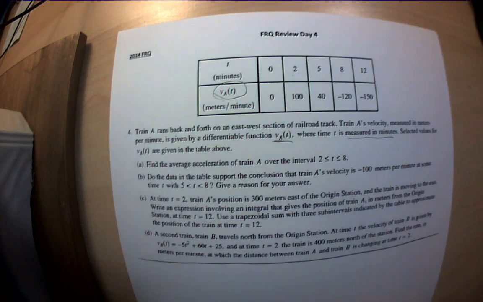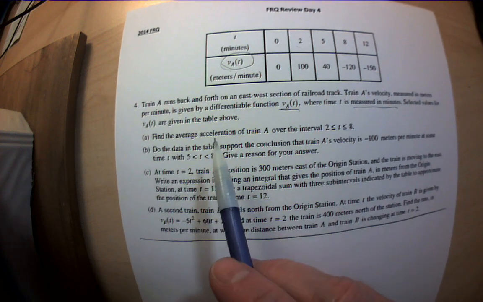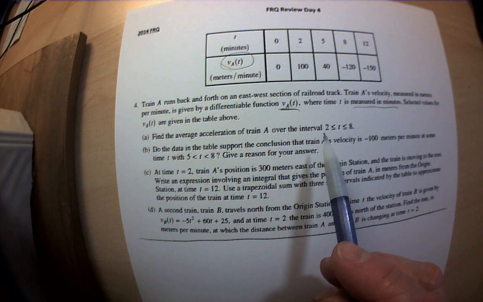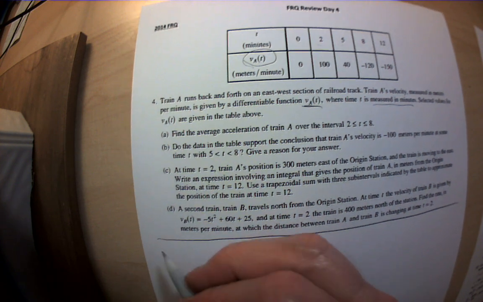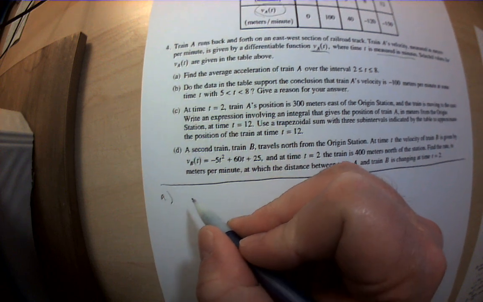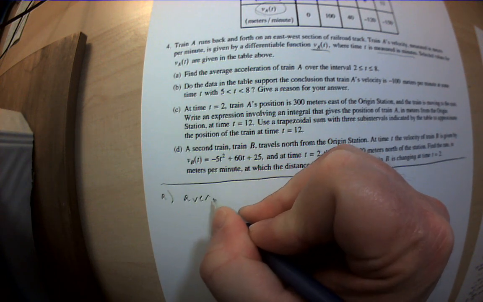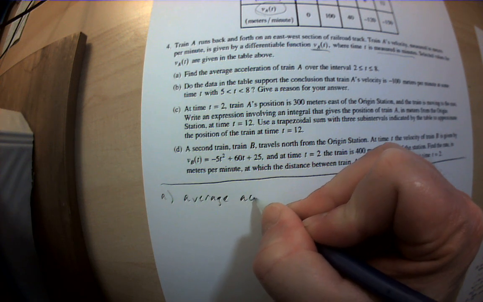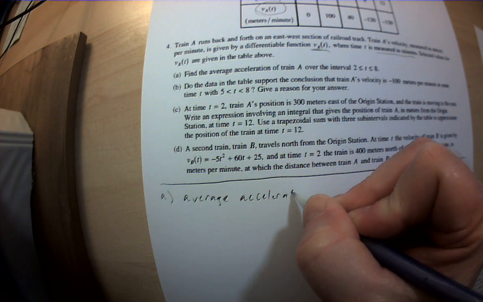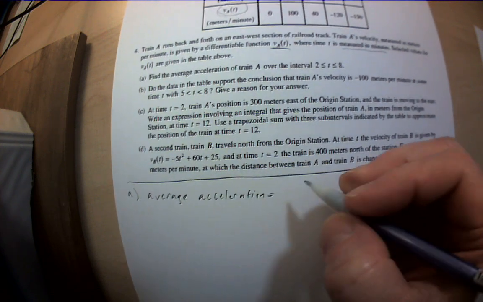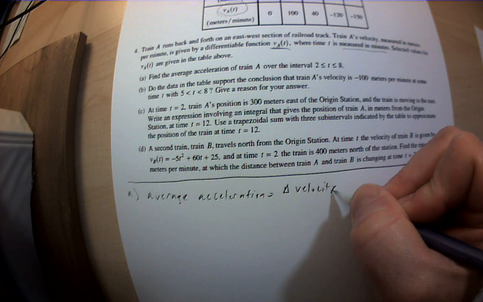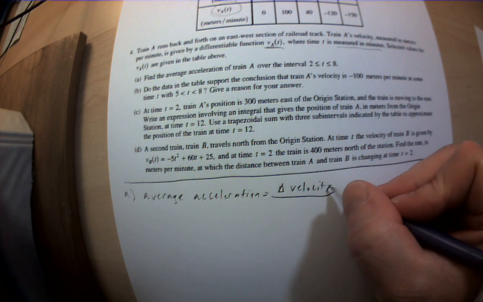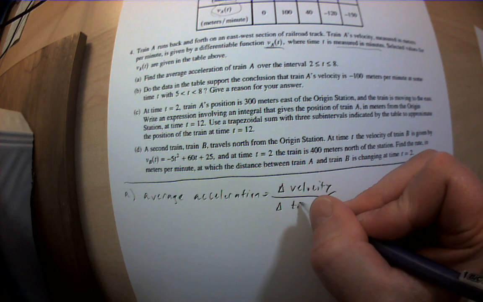All right, so part A, find the average acceleration of train A over the interval 2 to 8. Okay, this is a really easy problem. It's so easy, you guys always miss it. I've talked about it quite a bit. So A, average acceleration, it's delta velocity. Go back to algebra 1. It's delta velocity over delta time.